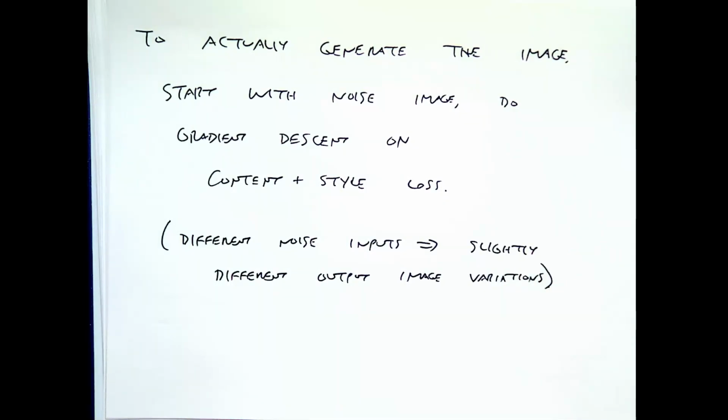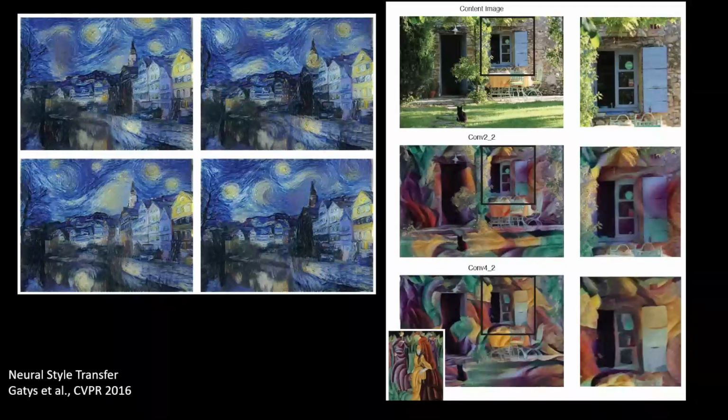And so let's take a look at some examples of that. For example, here on the left-hand side, if all I do is change the noise image that I put in and then do gradient descent from that position, changing nothing else, I get 4 slightly different versions of a Van Gogh-based version of this picture. It would be hard to say exactly what the differences are, but the stars in the sky are in different positions and there are different reflections in the water and so on.